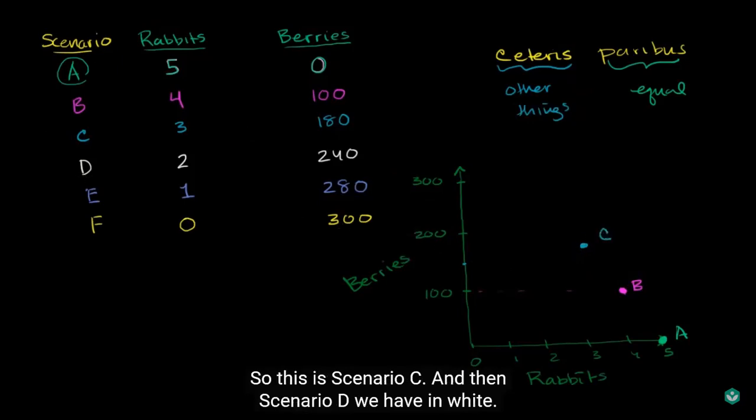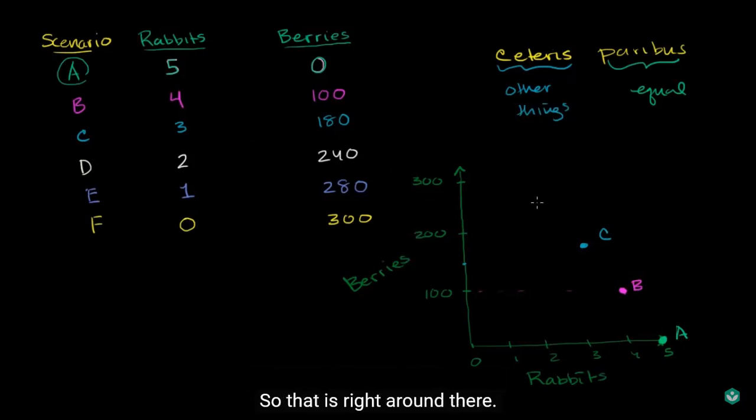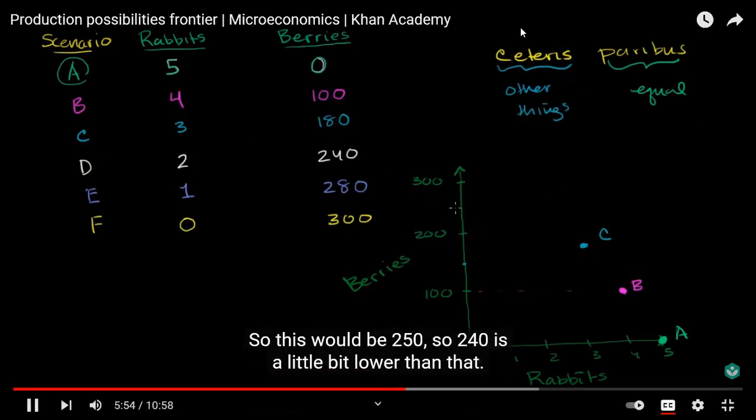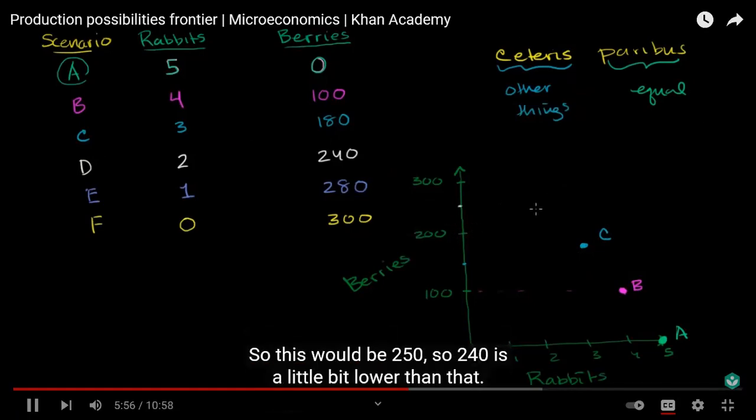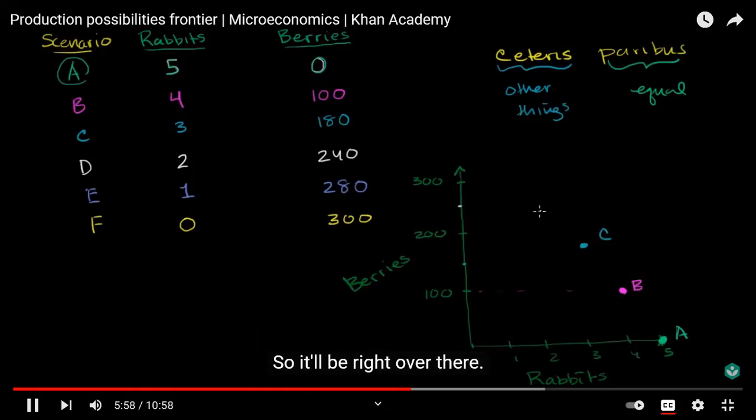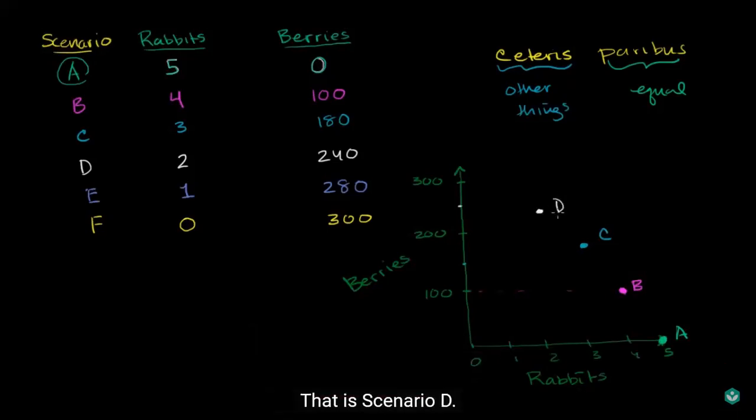And then scenario D, we have in white. If you have time for 2 rabbits, you have time for 240 berries. So that is right around there. So this is scenario D, because this is 250. Actually, it'll be a little bit lower. So this would be 250. So 240 is a little bit lower than that. So it'll be like right over there. That is scenario D. Scenario E, if you have time for 1 rabbit, you have time for 280 berries. So that gets us right about there. That is scenario E.